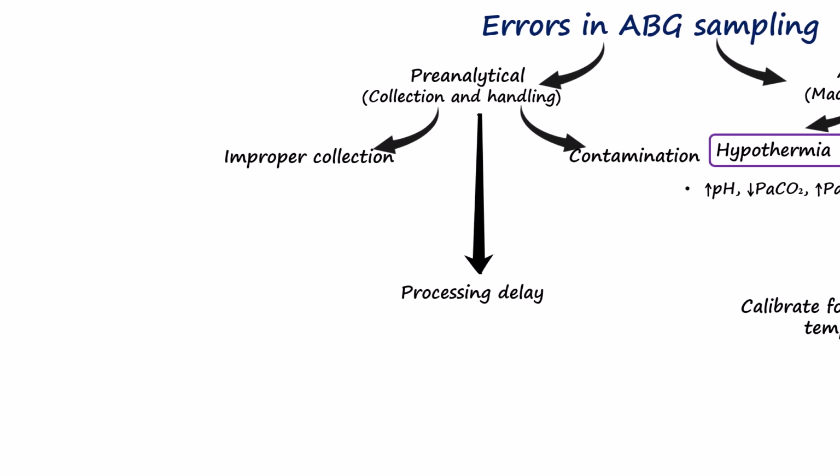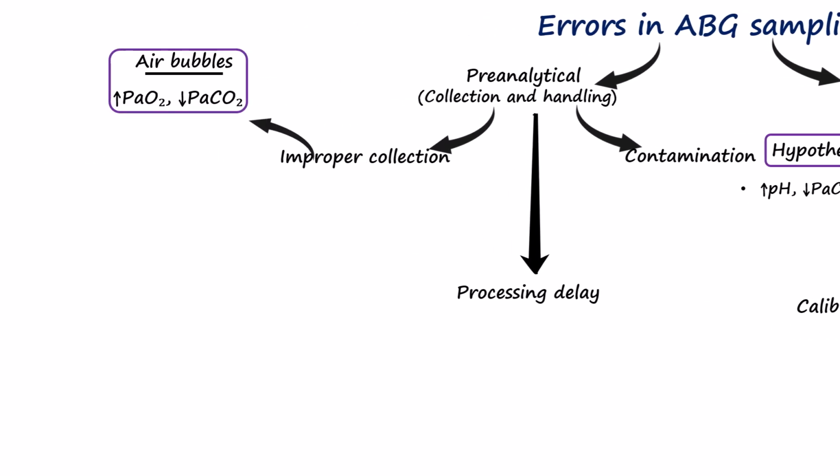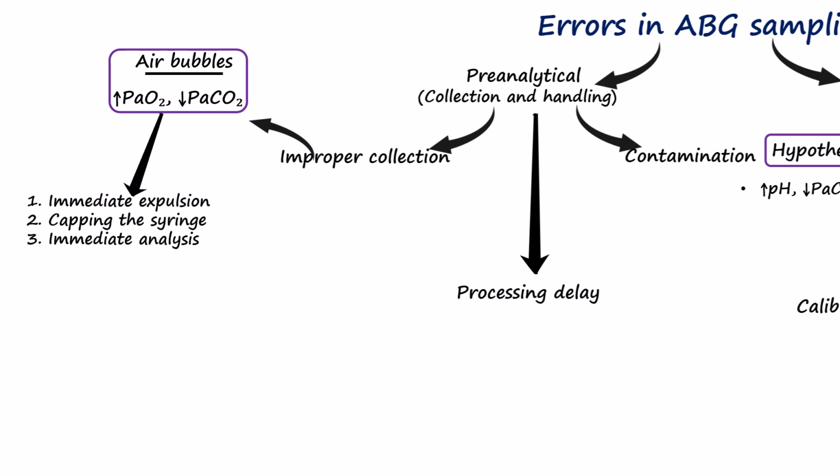During sampling, air bubbles may be introduced into the sample, which can rapidly distort results by elevating the PaO2 as oxygen from ambient air enters the blood. The PaCO2 may also be lowered due to the dilutional effect of the air bubbles. Immediate expulsion of bubbles, sealing the syringe, and early analysis prevents air bubbles from mixing with the blood.